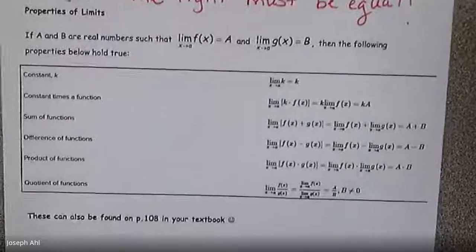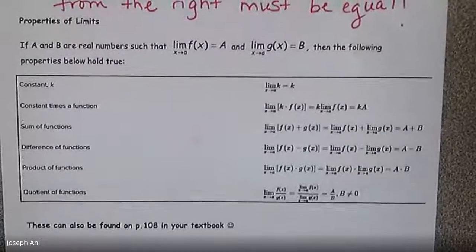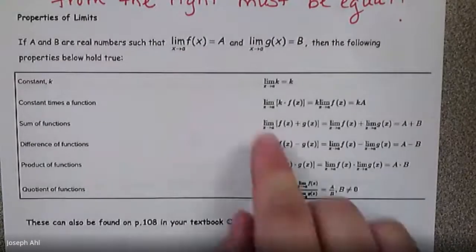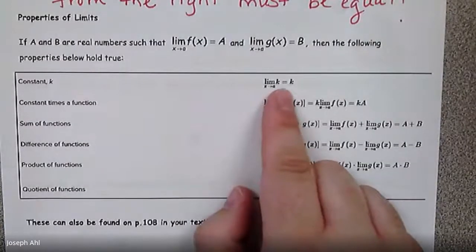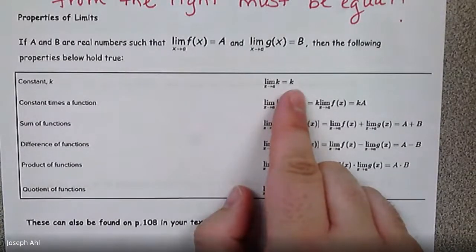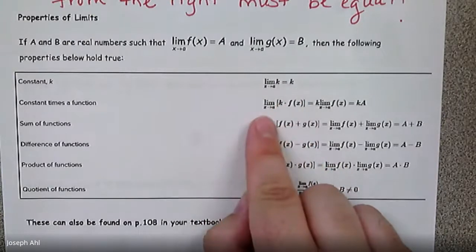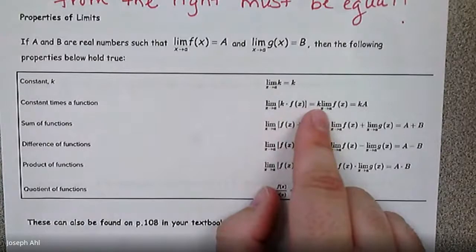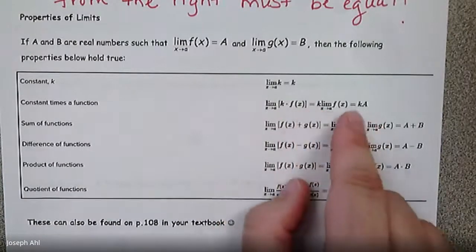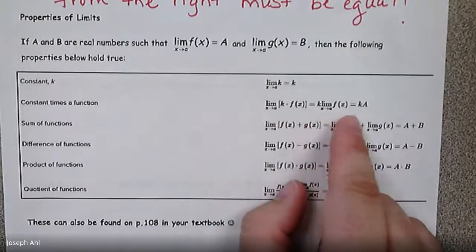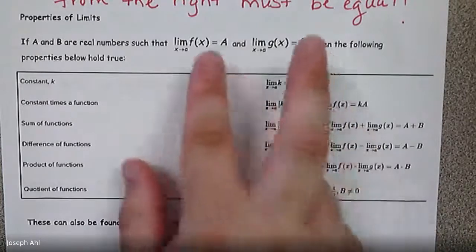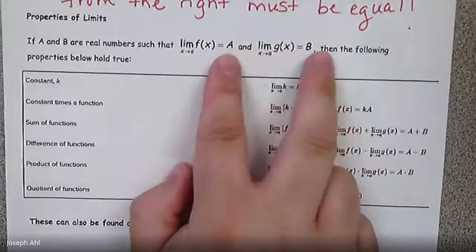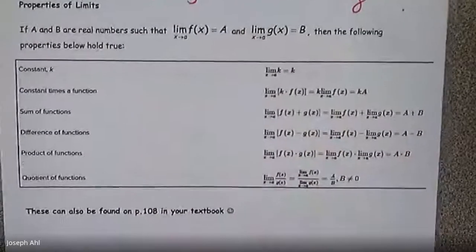The last thing that you see at the bottom of the page here is just something that I want you to be familiar with and read through quickly. These are just some properties of limits, that the limit as x approaches a for a constant is just that constant value. If you have the limit of a constant times a function, you can kind of pull that constant out on the outside. So it would be k times the limit as x approaches a for that function. Notice how I've defined up here that the limit as x approaches a for f of x and g of x are a and b respectively.